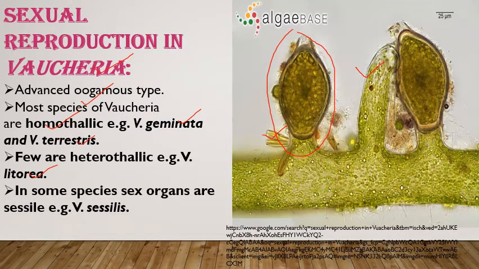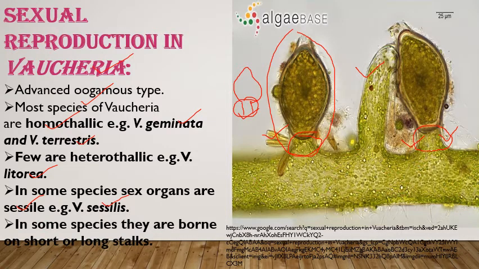Then in some species the sex organs are sessile. Sessile means stalkless. So this is a stalk-like structure which bears this swollen structure, that is this Oogonia. But there are some structures which lack this stalk-like structure. So जिसमें ये stalk absent होता है, like here we can see there is a stalk-like structure, small एक stem की तरह structure है एक, इस structure को हम बोलेंगे stalked structure. Those structures which are without this stalk-like structure are known as sessile. So species is Vaucheria sessilis.